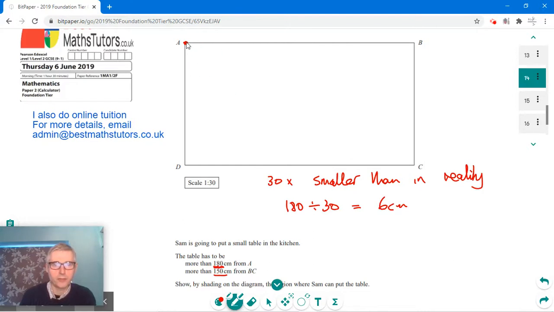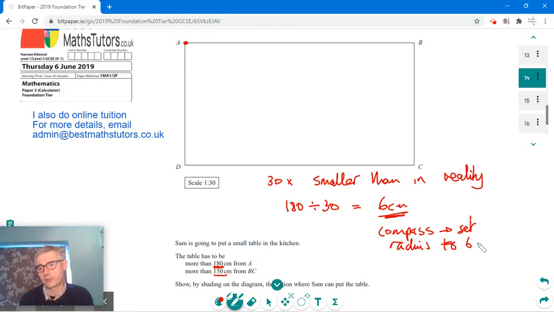And to do that, we would use a compass. So we need a compass, and we'd set the radius to 6 centimeters. And then with it set at 6 centimeters, we actually draw an arc.